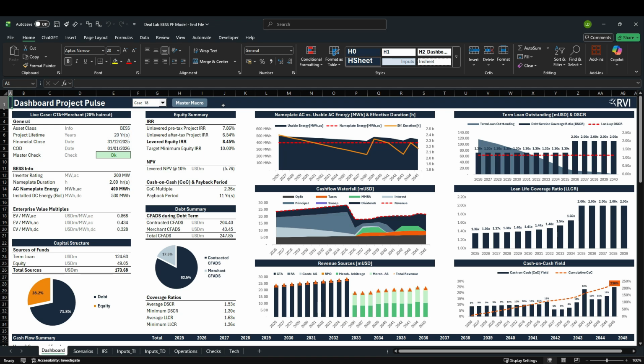In the previous lesson, we implemented the cash sweep mechanics into the model. In this lesson, we will model another core lender metric, the Loan Life Coverage Ratio, or LLCR.